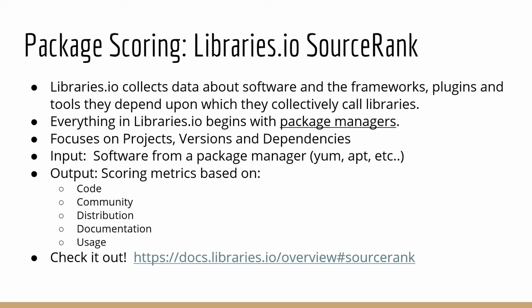So, package scoring. When you want to use a package, there's a solution called libraries.io SourceRank. It's another scoring framework that looks at scoring metrics for quality. The input for this tool is packages from package managers. It looks at things like the project, the version, and its dependencies. Your input there is your package, and the output is, like I mentioned, scoring metrics that could be very useful for automation and risk-based decision making.